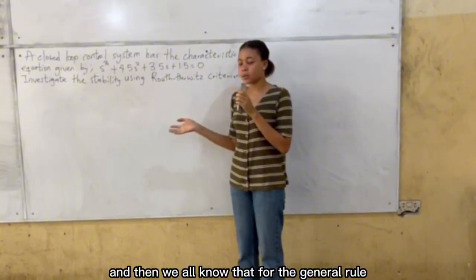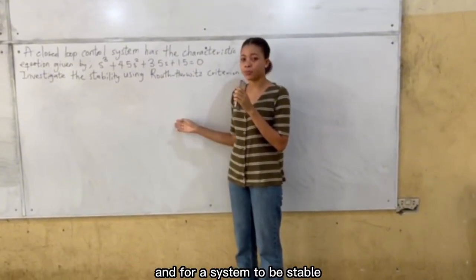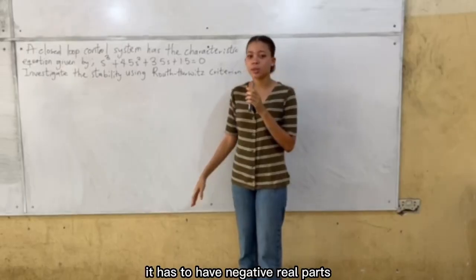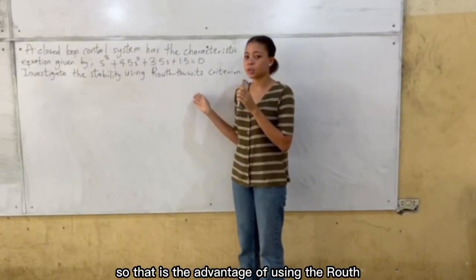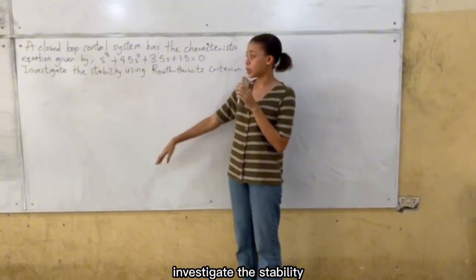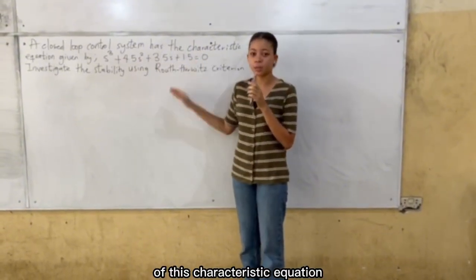We all know that as a general rule, for a system to be stable, it has to have negative real parts. That is the advantage of using the Routh-Hurwitz criterion, which we are supposed to use to investigate the stability of this characteristic equation.